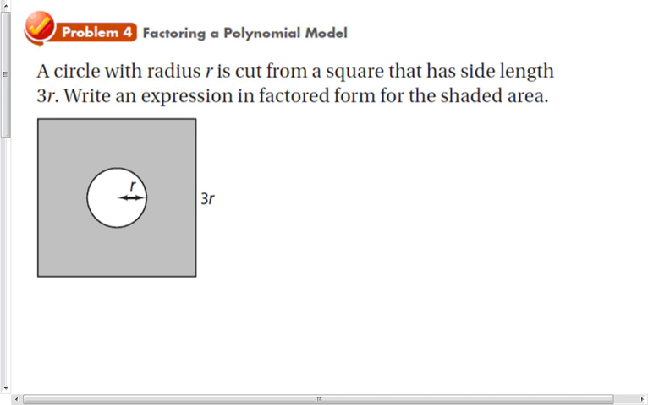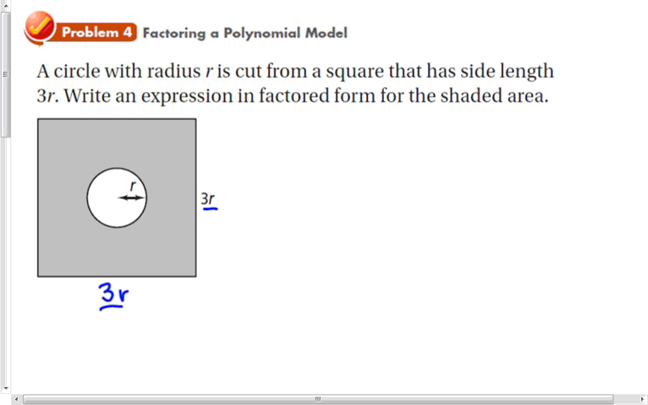All right, we're going to use our factoring to help us solve a problem here. It says a circle with radius r is cut from a square that has a side length of 3r. Write an expression in factored form for the shaded area. So the shaded area would be everything except the circle. And notice this is a square, so we can write 3r as the dimension. So the area of the square is, well, that's a rectangle, so it's length times width.